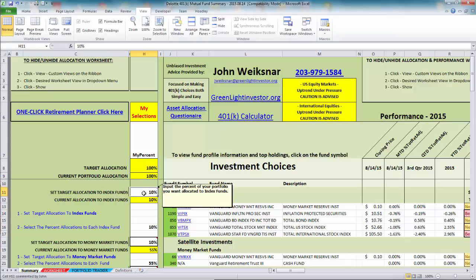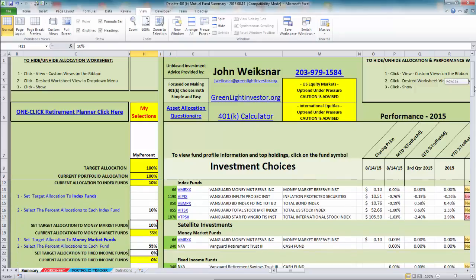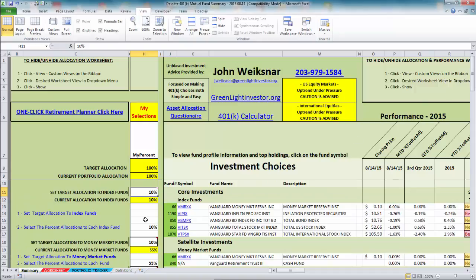In the white cells is where you'll input your target allocation to each of the funds. And if you don't know how to do your allocations, there's an asset allocation questionnaire that you can click on. If you click on that, it'll guide you through some general rules for selecting your asset allocations. But let's go ahead and see what we have right now and see how we can determine whether or not we need to make changes this week.